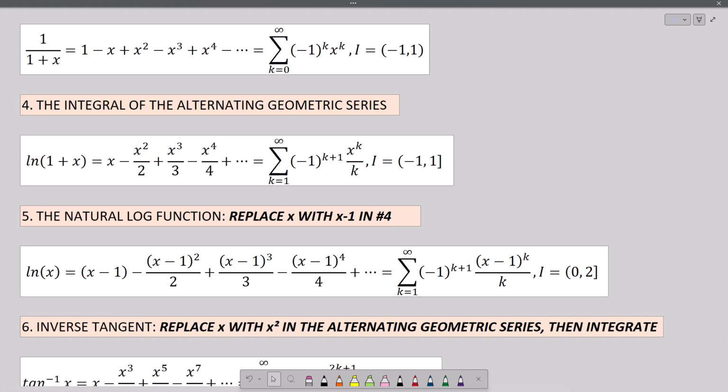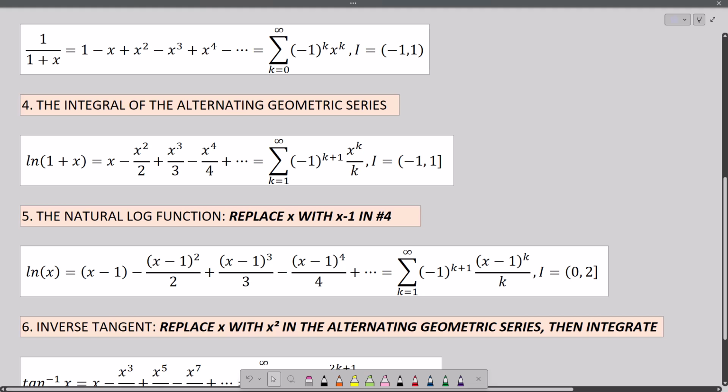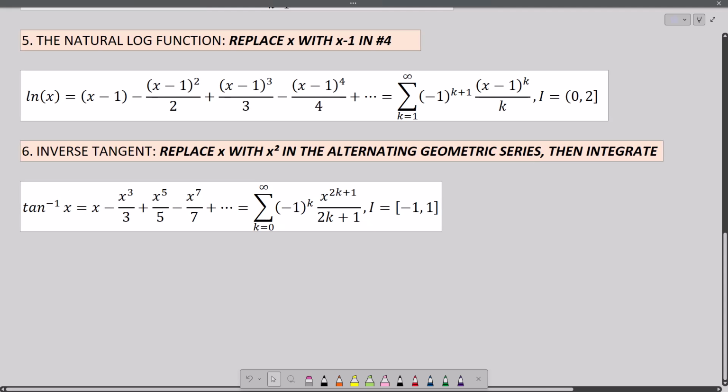That's almost this. If you replace this x with x squared, you do have the derivative of arctan. So how would you get to arctan from the derivative of arctan? Integrate. So if we replace this x with x squared and then integrate, we get this.